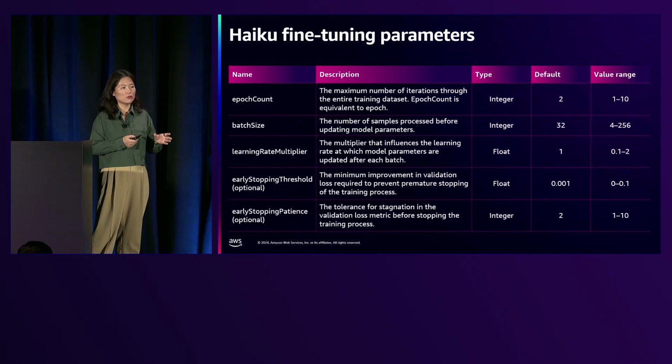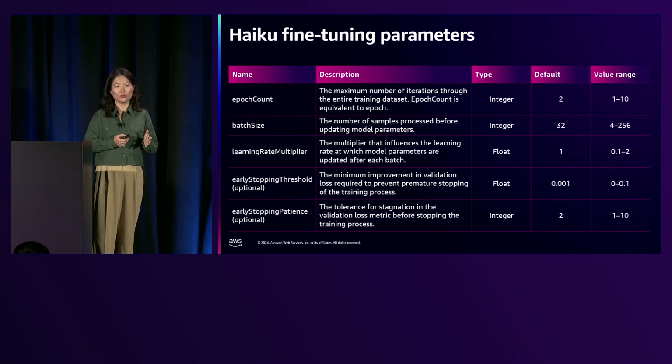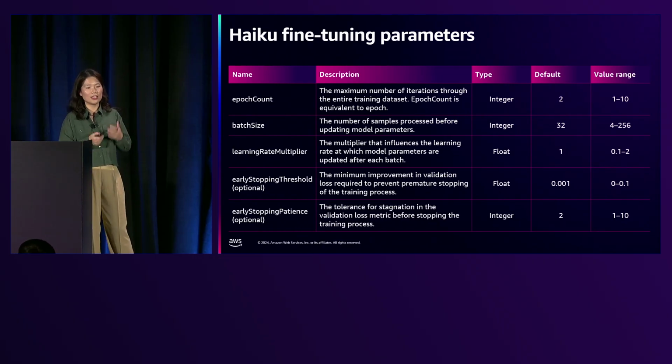But with Haiku fine-tuning, we allow you to do early stopping if you provide a validation data set. And if you use the validation data set, that means you probably don't need your entire fine-tuning job to complete within your specified epoch count. This would just be the maximum number that you set.